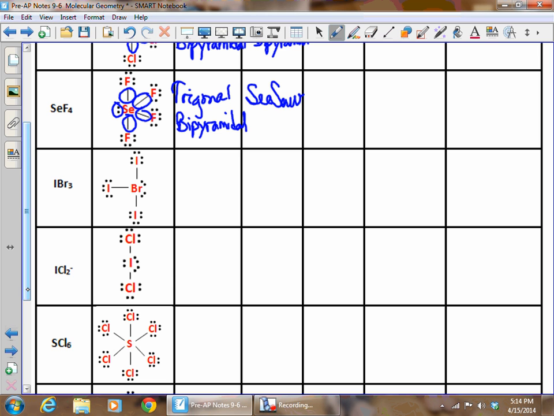The next one is another example of an electron structure that is trigonal bipyramidal. There are 5 pairs of electrons around the central atom, so there's trigonal bipyramidal. But now we've got 2 lone pairs. How does that play out?